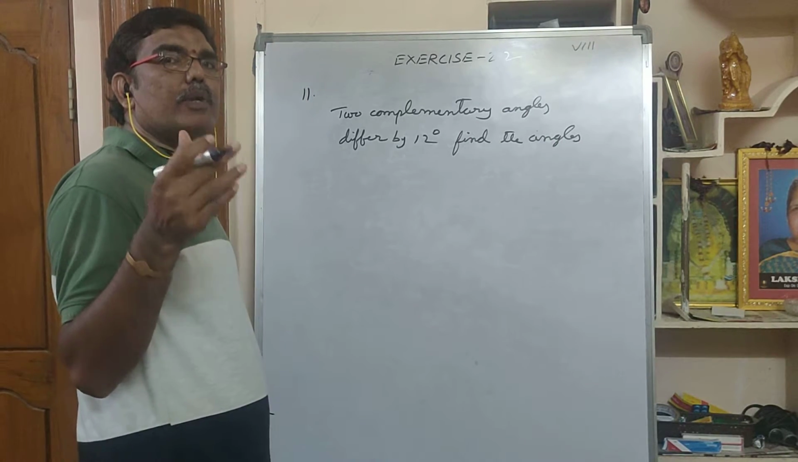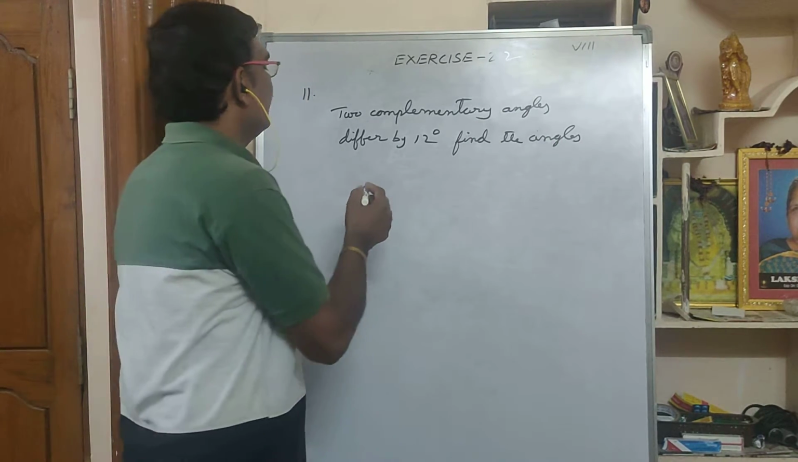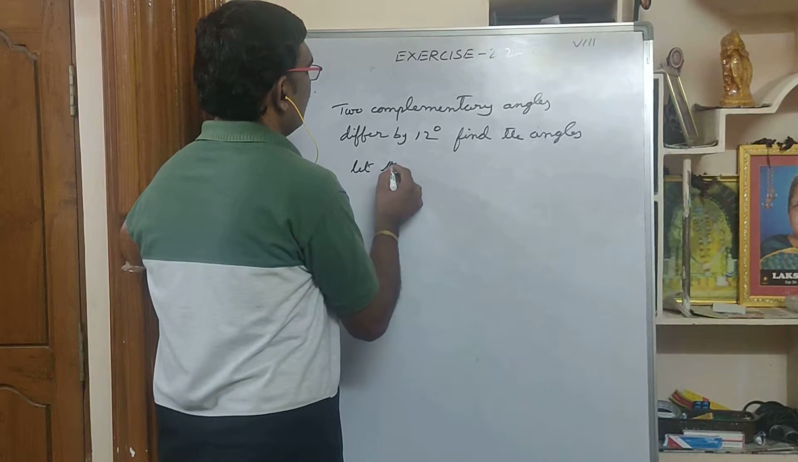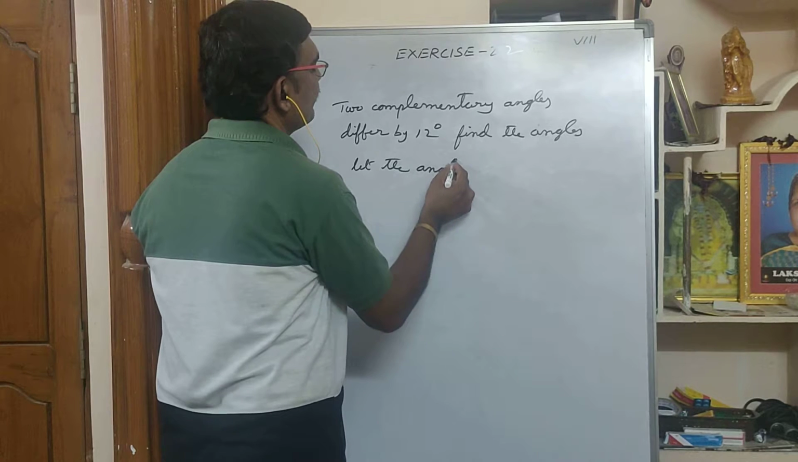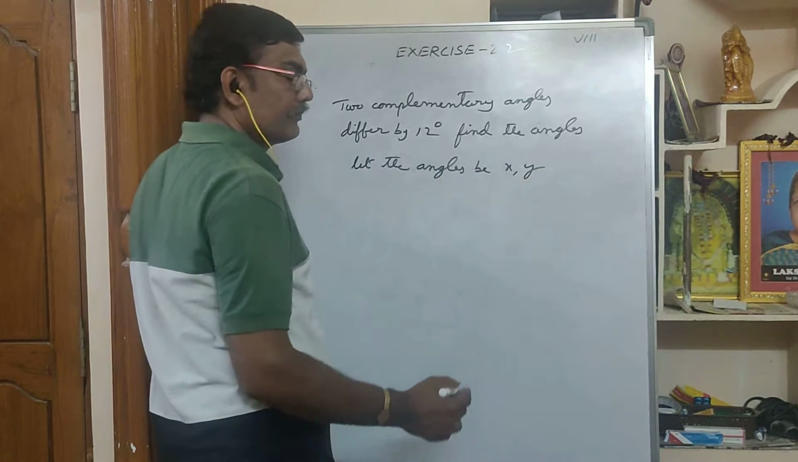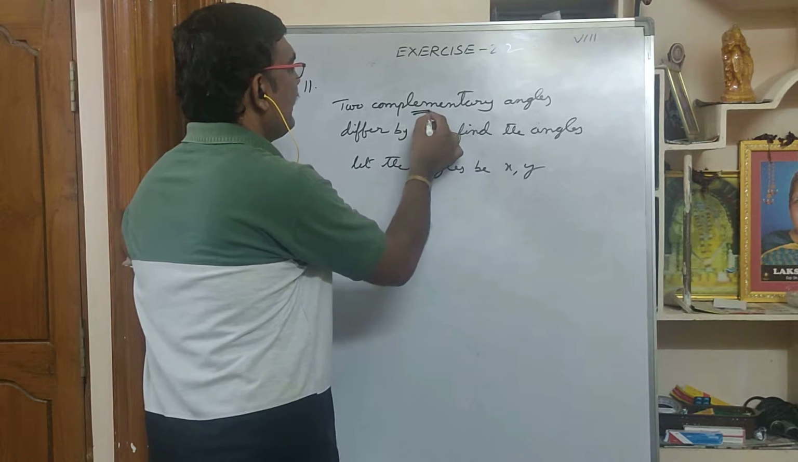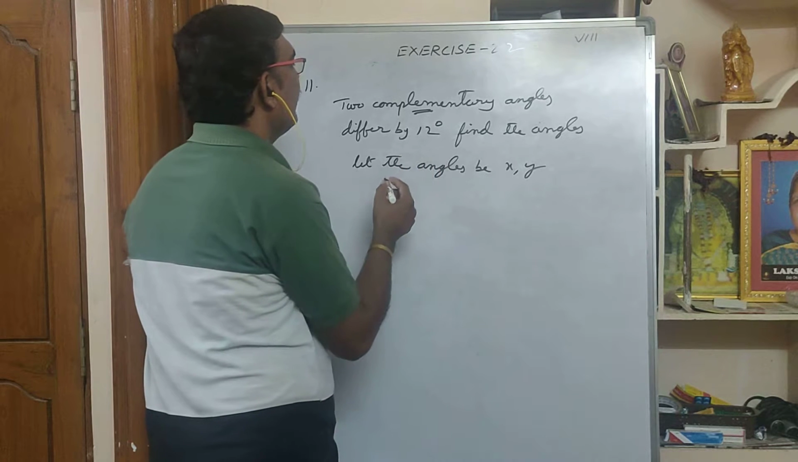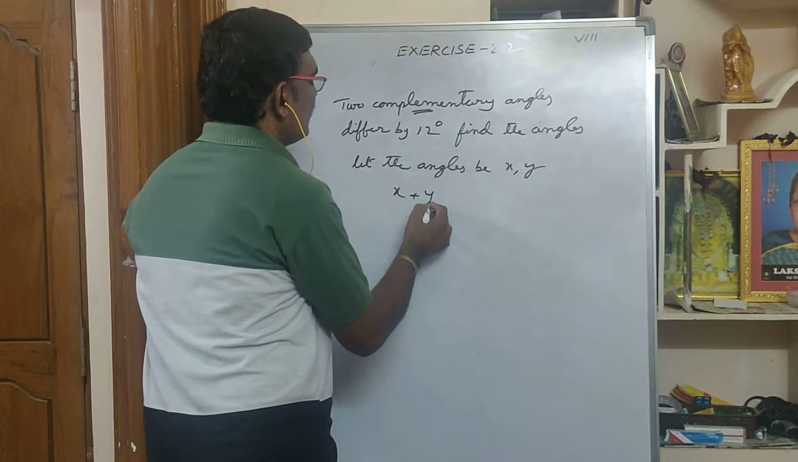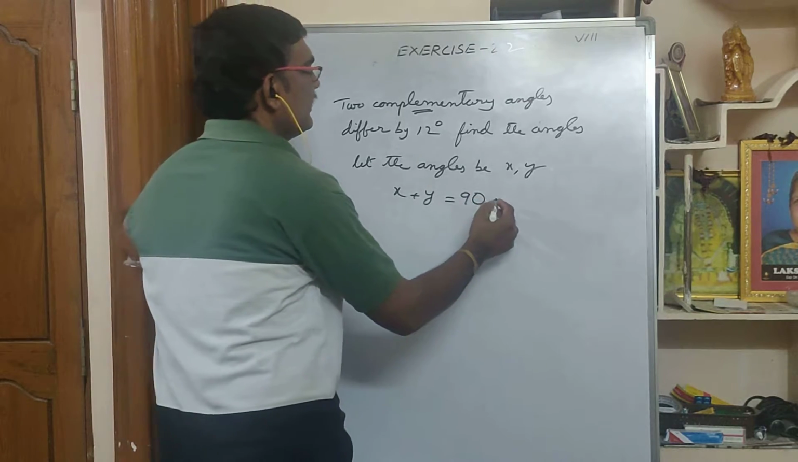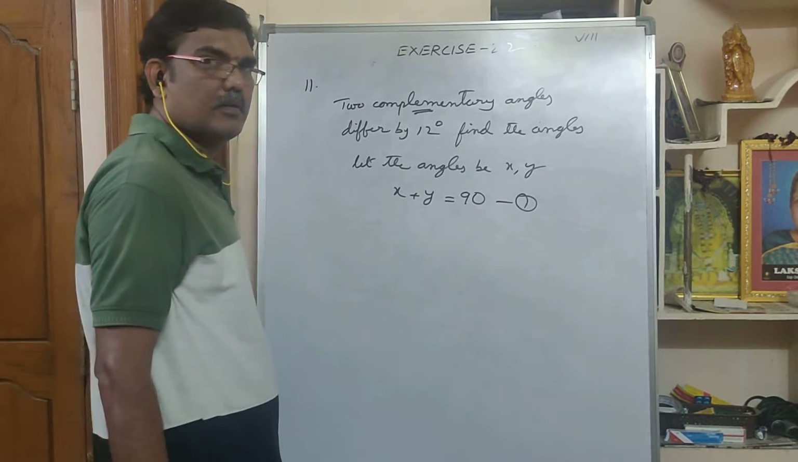One problem we can do in so many methods. Let the angles be x, y, you can assume. Complementary means 90. Since they are complementary angles, their sum is equal to 90 degrees. It is equation number 1.